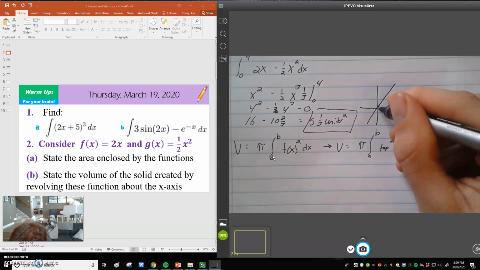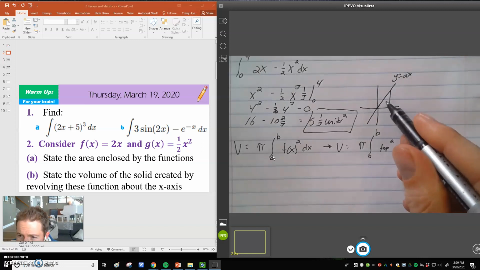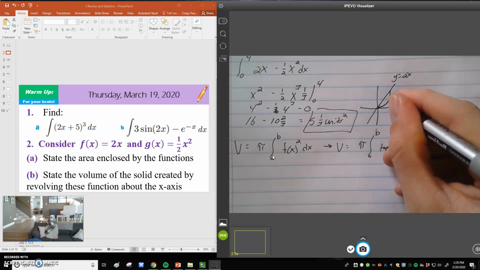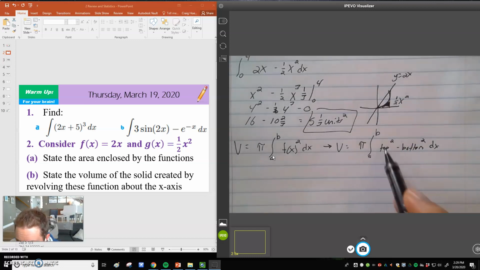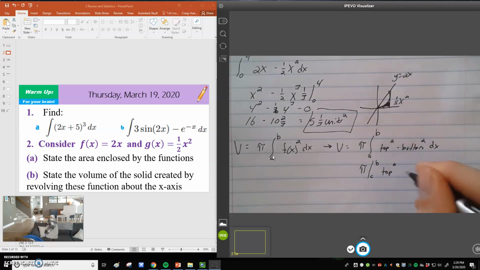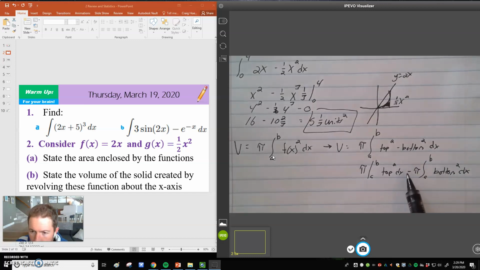If you just revolved y equals 2x, if you just revolve this piece, then we're going to subtract out this inner part, the 1/2 x squared. So really we're doing this as two separate things. If this format is confusing to you, truly we're doing this as two individual ones. So it's pi, a to b, of the top squared dx minus pi between a and b of the bottom squared dx. It's just slightly shorter to write it here, but that's the same idea.